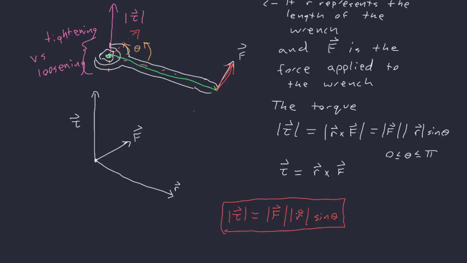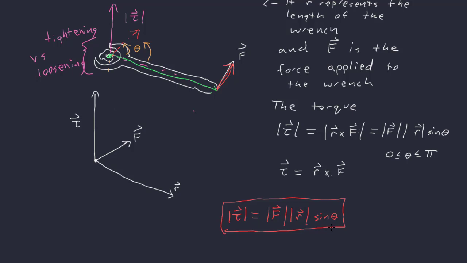I want to take a closer look at this particular formula, and I find this really interesting and actually kind of intuitive. The magnitude of the torque, the amount of torque you get, is completely determined by, well, the magnitude of the force. That makes sense. If you increase the force, you should get more torque. If you put more force on the wrench, you should get more out of it.